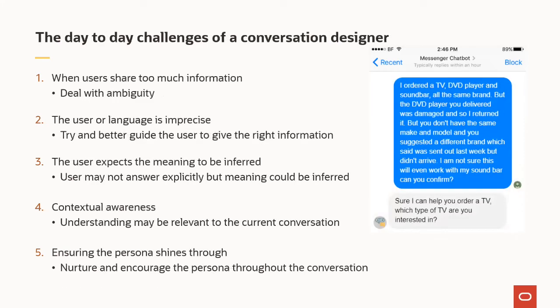Other challenges for the conversation designer: dealing with ambiguity. I ordered a TV, DVD player, blah, blah, blah. I'm not sure this will work with my soundbar. Can you confirm? So the question's actually, I want to check if this works with my soundbar. And the bot says, sure, I can help you order a TV. That's not what it was, because it got the intent resolution wrong, because the user was going on about an ordered TV, I suppose. How could we better deal with that?